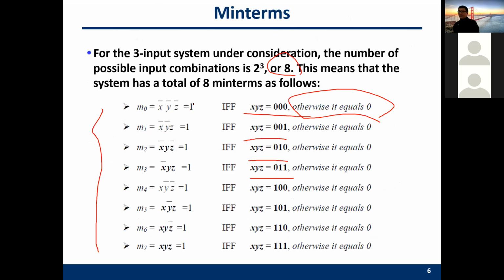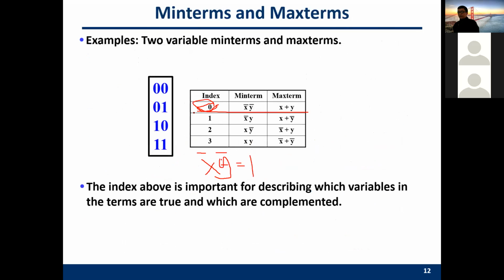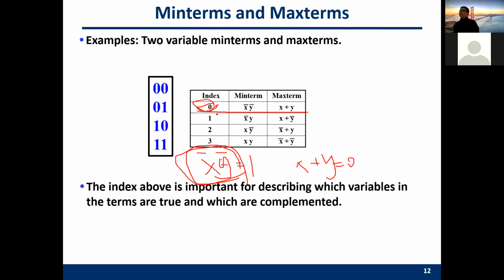Because we have this slide. At index 0, the min term should be equal to 1. Then you have this one. Because when the index is 0, x is 0, y is 0, then you know the min term like this can be a 1. But when you have index as a 0, the max term should be 0. So when I show you the index and tell you whether I need a min term or max term, you should be able to answer which variable is a 0, which variable is normal, which variable is complemented.